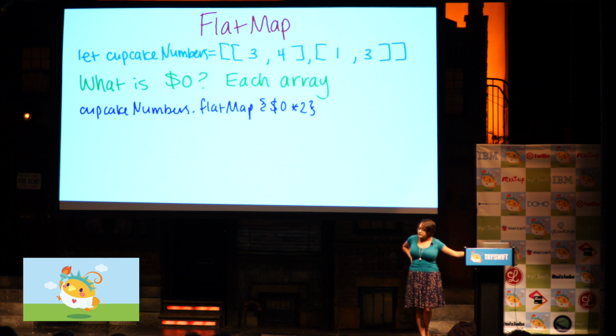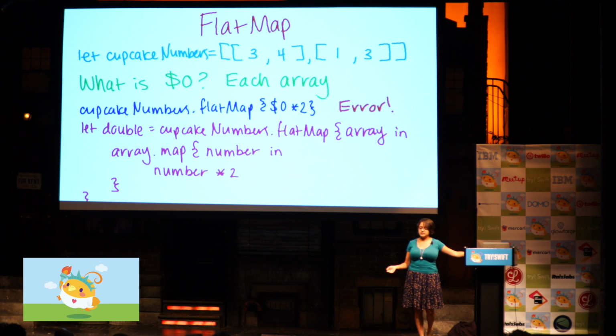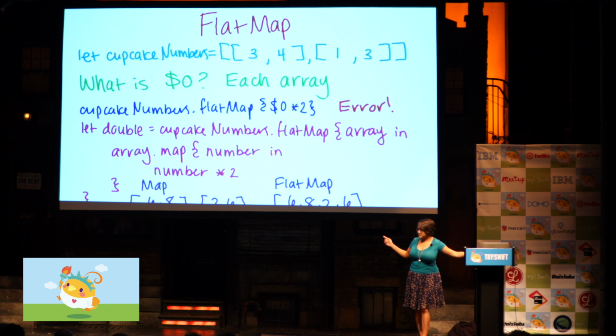So if I wanted to double all of the numbers in this, I would try to do something like cupcake numbers.flatMap, first argument times 2. But if you remember, I said that the first argument's actually an array, and so you can't multiply an array times 2. You'll end up getting an error. If you wanted to do this, you would have to flat map it, the first argument is an array, and then you would have to map the inside of the array and double the number. And then when you get back, the returned value is partly off the screen.